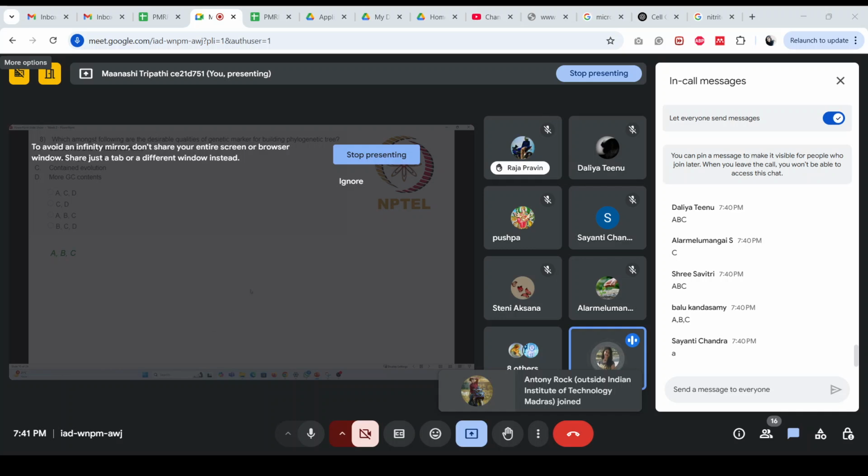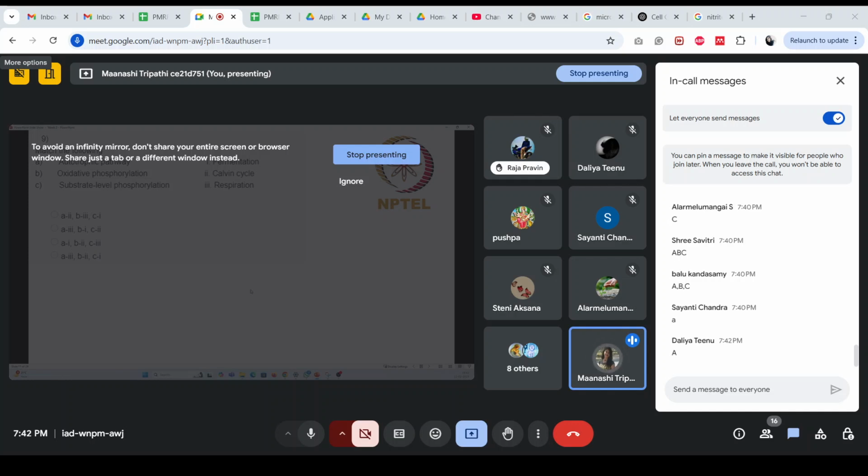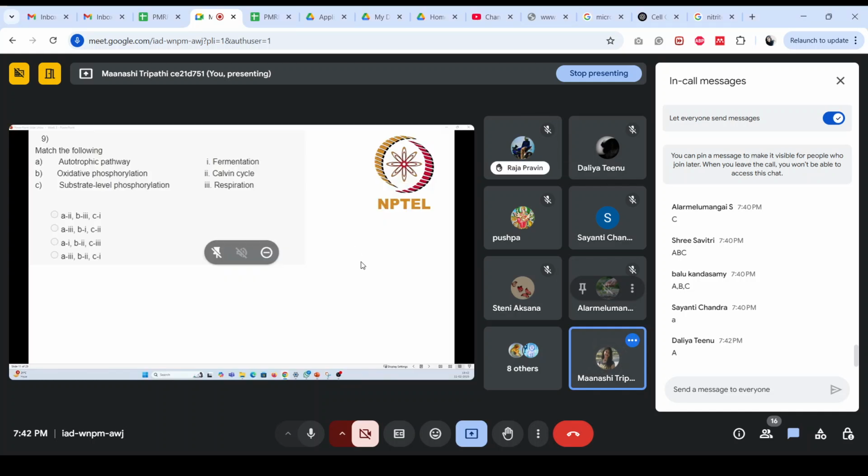Moving towards the next question. We have to match the following. We are talking about fermentation, Calvin cycle, and respiration. The procedures explained in these are oxidative pathway, autotrophic pathway, oxidative phosphorylation, and substrate level phosphorylation. We have done a similar kind of question earlier, so it won't be difficult for you to solve. Please take some time in solving this question.